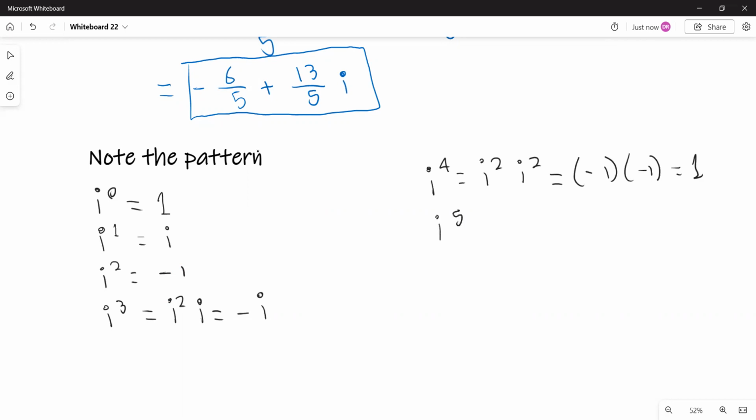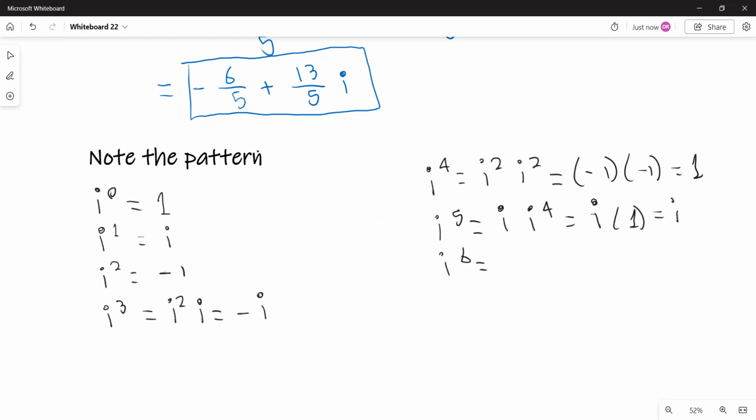i to the fifth, this is the same. So i to the fifth, you can write this as i times i to the fourth. And we saw that i to the fourth is 1. So that's going to be i times 1, or simply i.